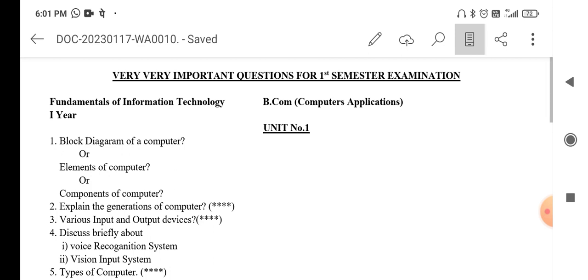In this I have given many questions. The star questions are very, very important. If you learn at least the star questions, you will get the complete question paper from this list of questions only. Please go through all these questions.